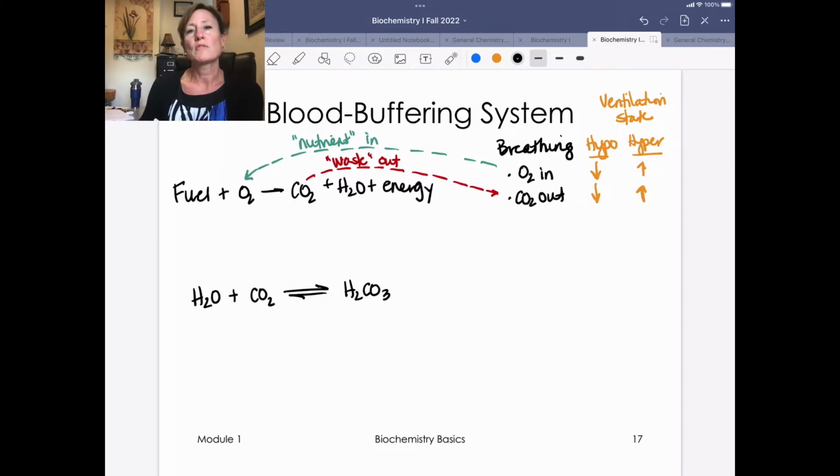And this is really important because carbon dioxide as a gas would be very problematic in our bloodstream. We can't have gas bubbles in our bloodstream. So this process is handled by an enzyme, and that enzyme is abbreviated CA, and the enzyme's name is carbonic anhydrase.